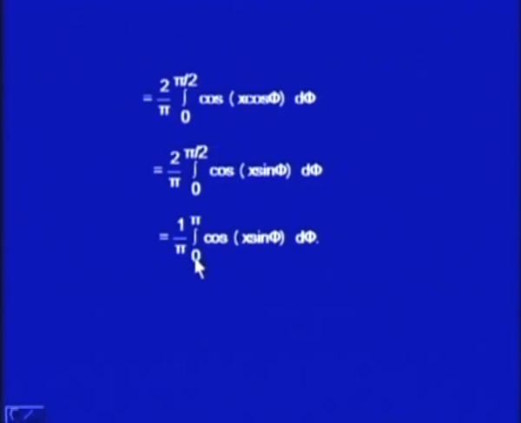Now, if you look at integral 0 to pi cos(x sin phi) d phi, we see that it is equal to 2 times integral 0 to pi by 2 cos(x sin phi) d phi, again by using the property of definite integrals which says that integral 0 to 2a f(x) dx is equal to 2 times integral 0 to a f(x) dx, provided f(2a minus x) is equal to f(x). So, making use of that property, these two are equal, and therefore we have J naught x also equal to 1 over pi integral 0 to pi cos(x sin phi) d phi.